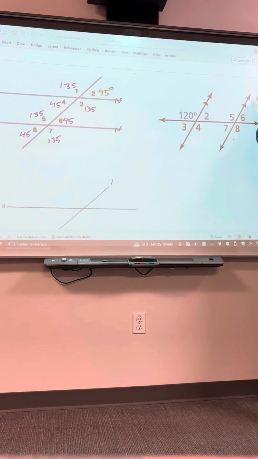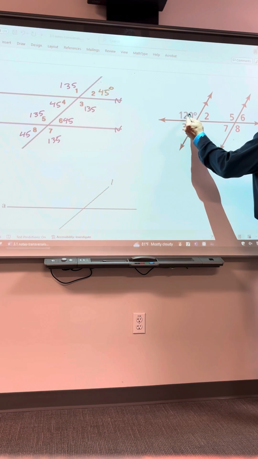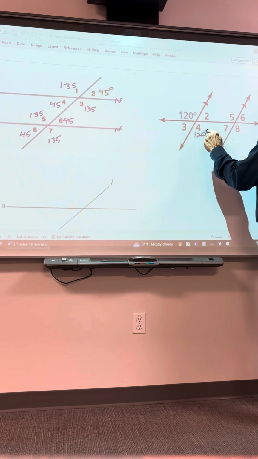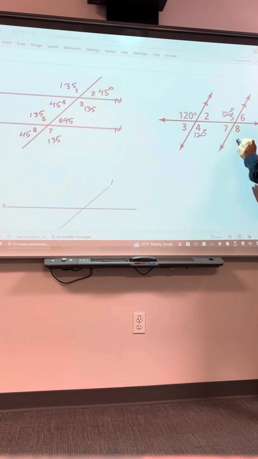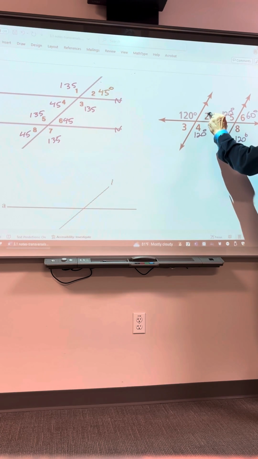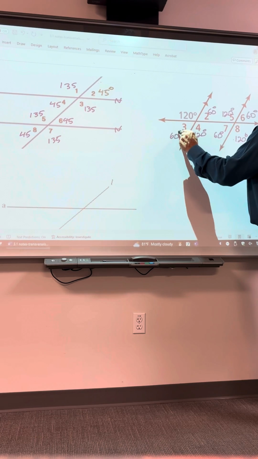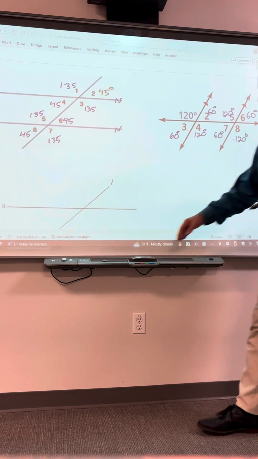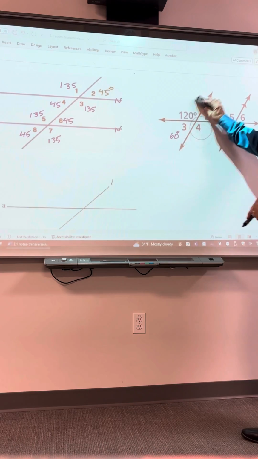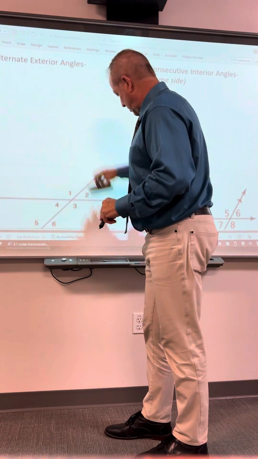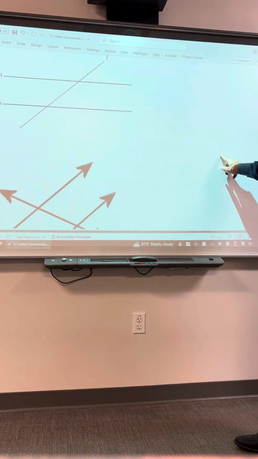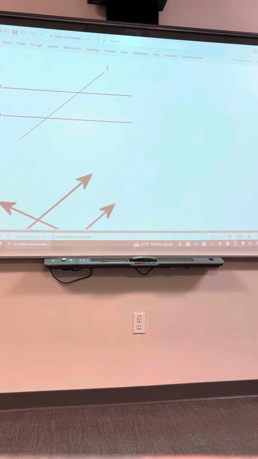Let's try it again. I've given you 120, pause it, fill in the rest of the angles, and then restart it. Okay, now that you restarted it, the obtuse angles are 120 degrees, and all the acute angles should be 60 degrees. Any question? Okay, good. Now go to the next picture.